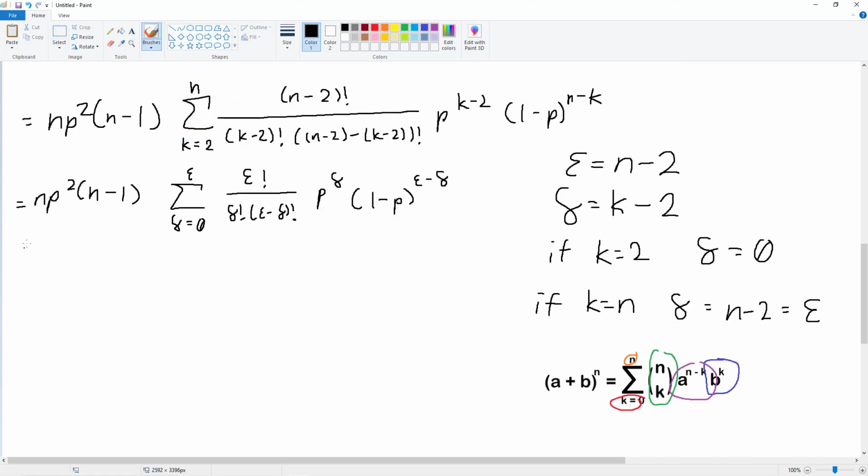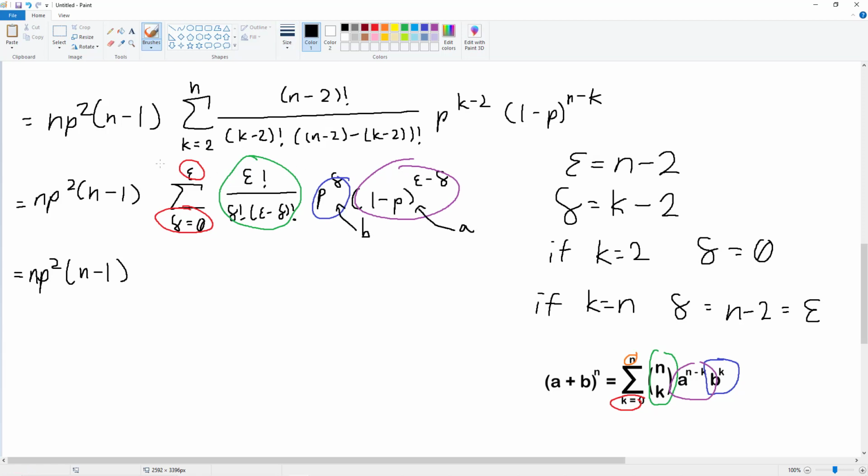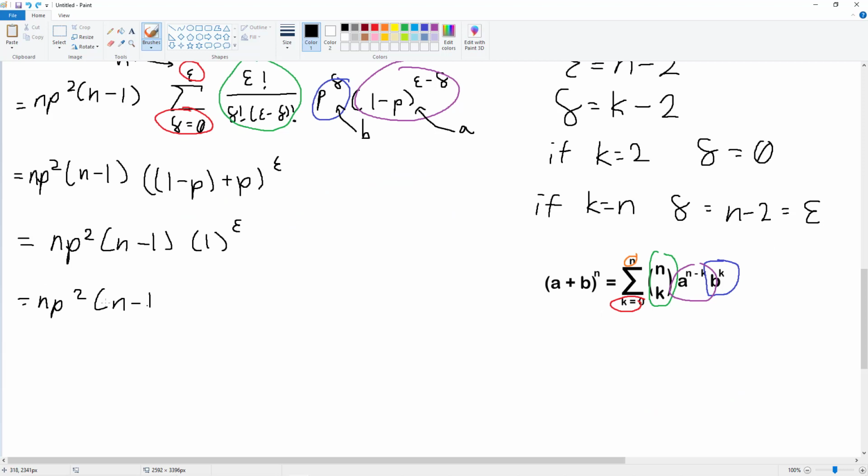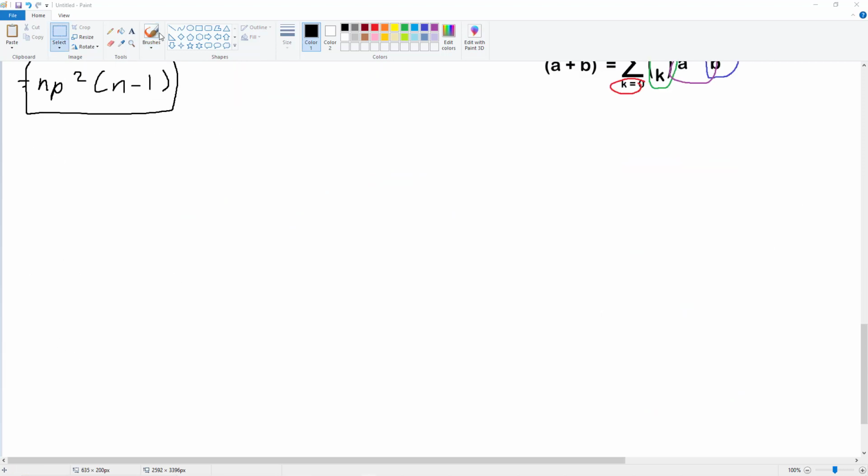And then we go retrieve the binomial theorem, and then convert the entire summation into 1 minus p plus p to the power of epsilon, and then we get the final answer, n times p squared times n minus 1. Therefore, the sum of k equals 0 to n of the expression k times k minus 1 times p of k is np squared times n minus 1.